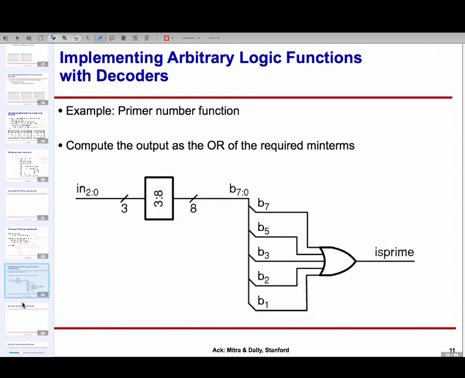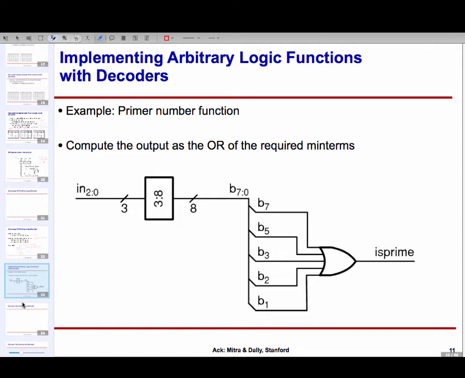The homework that I've handed out has this thing about universal gates. You can think of this as a universal module. It can implement any arbitrary logic function, of course, with a certain number of inputs only. So in particular, if I have a k-input decoder, then I can use it to implement any k-input function. The strategy is the following: if I have a 3 to 8 decoder, then it takes 3 inputs and produces 8 outputs.